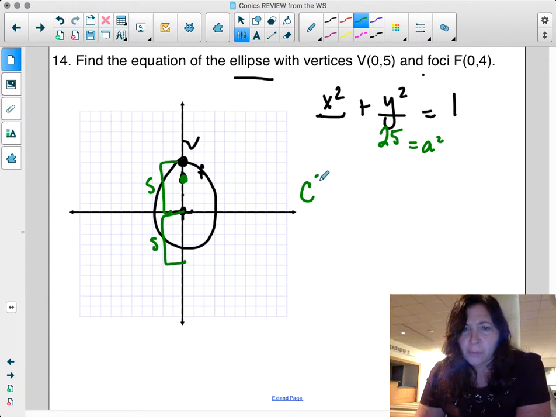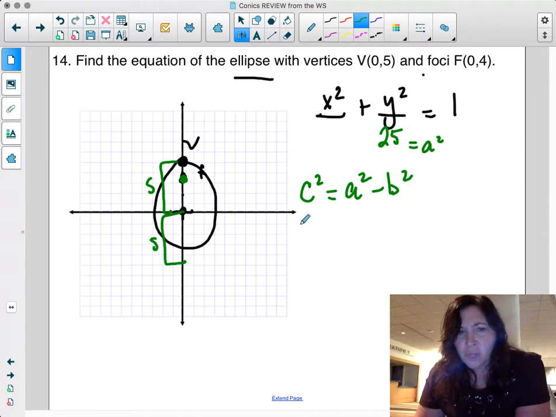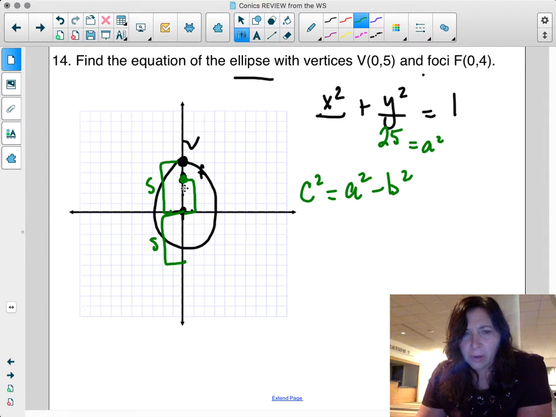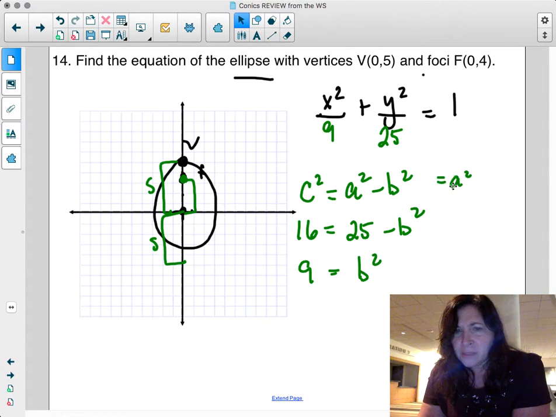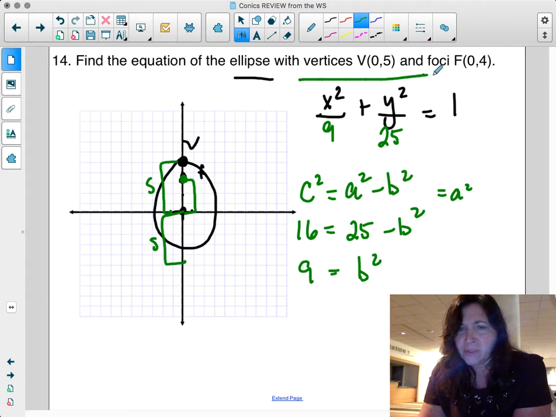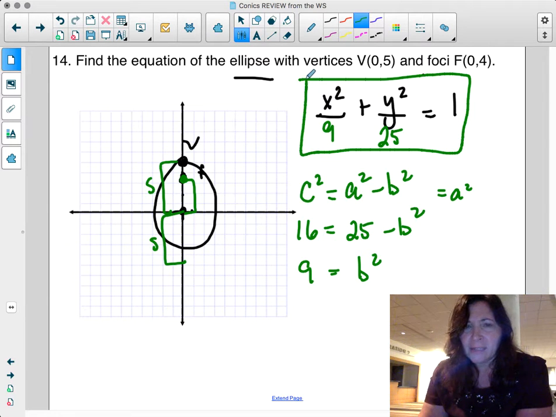So we're going to use this formula, c squared is equal to a squared minus b squared. We know c. c is this distance right here, which is 4, and 4 squared would be 16, is equal to 25 minus b squared, which means that b squared is going to equal 9. And so this value right here is going to be 9. So the equation of my ellipse is going to be this equation right here in standard form.